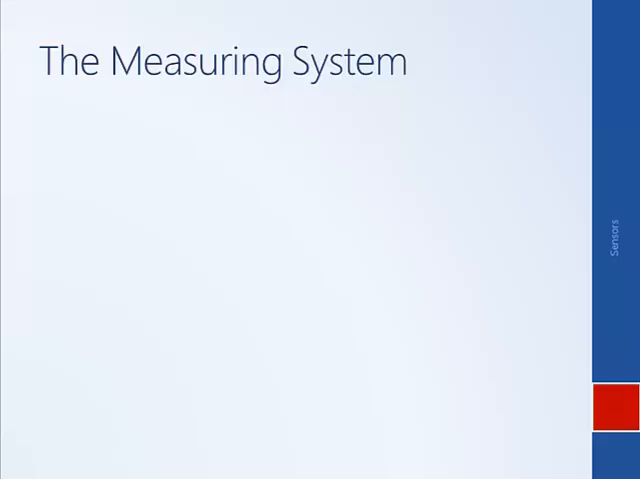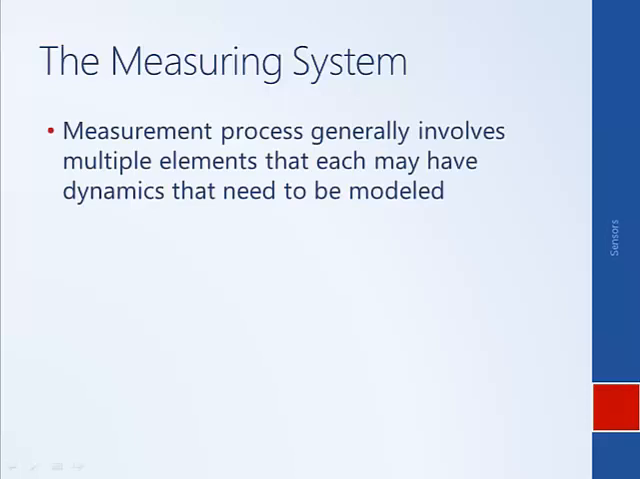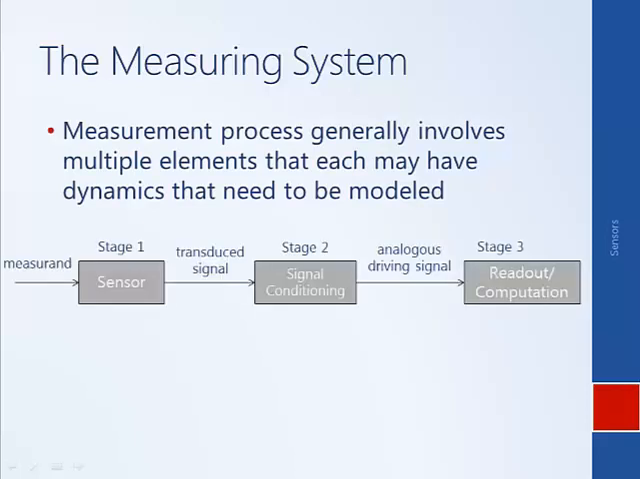So far we've basically just talked about sensors, but sensors actually are part of a larger measurement system, and there are different elements to this system: the sensor itself, but also signal conditioning, and then a readout for the system or computation for the system. And each element of this measuring system may have dynamics, and it may introduce error. And so how these affect our larger control system needs to be understood.